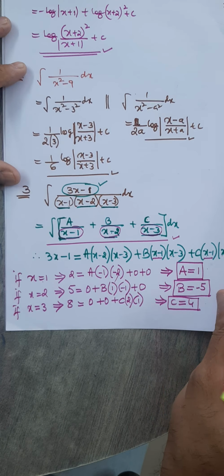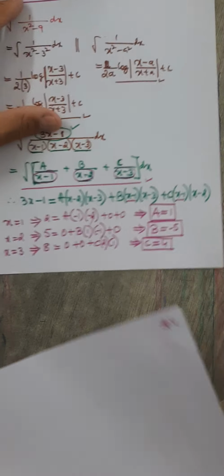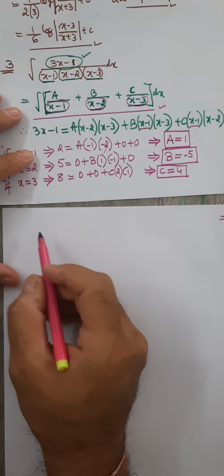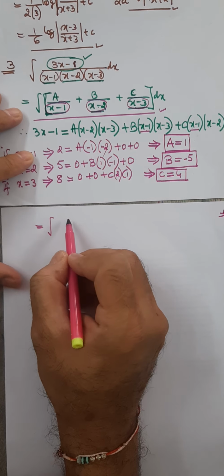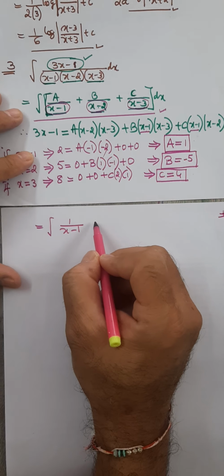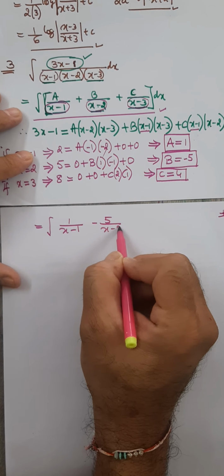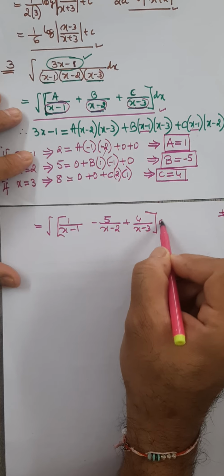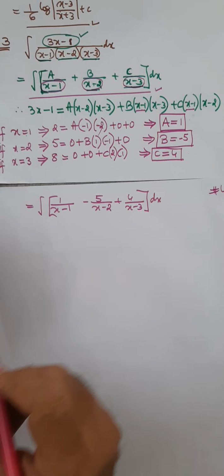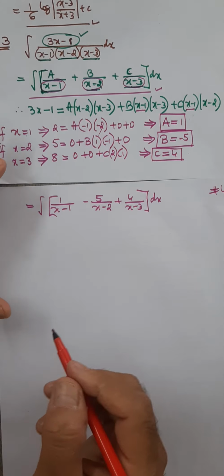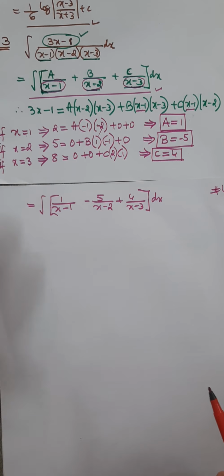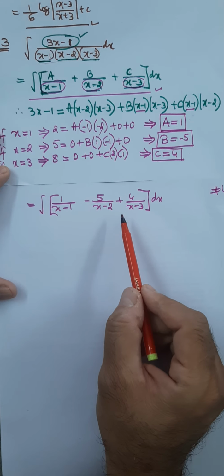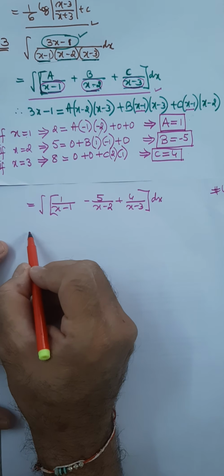Here we are going to put the integral of 1 upon x minus 1 minus 5 upon x minus 2 and 4 upon x minus 3. Just placing the values of a, b and c. So what you did, this is called partial fraction method. The product of linear factors you could express as a plus or minus. This is not integration. Now we have integration, remember.